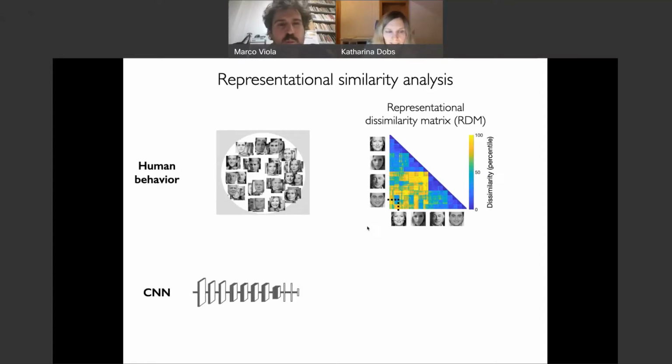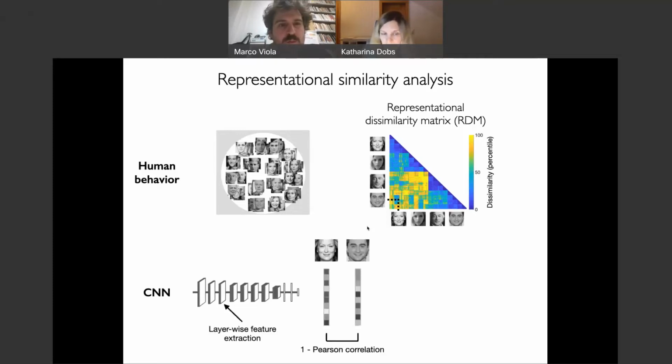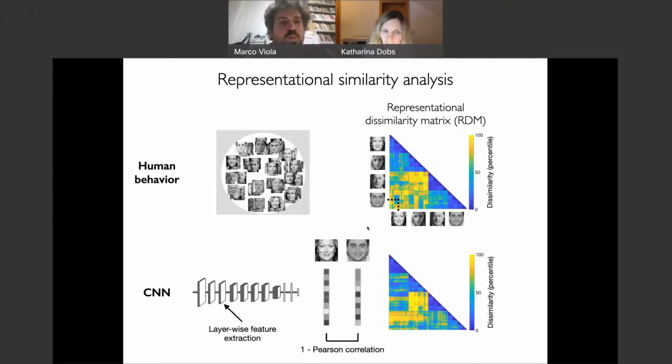From the CNN models, we can do the same thing by showing it the exact same images, extracting the features for each of those images, and then computing the distance, for example, by taking 1 minus Pearson correlation and putting those in a matrix. So now for the same images, we get the same kind of distance matrix, but what we want to know, and that's what representational similarity analysis, or RSA, is doing, is how close are they to each other? How similar is the model representational space to the behavioral representational space? So we compute the Spearman rank correlation between those two, and that tells us how similar those faces are represented in these two systems.